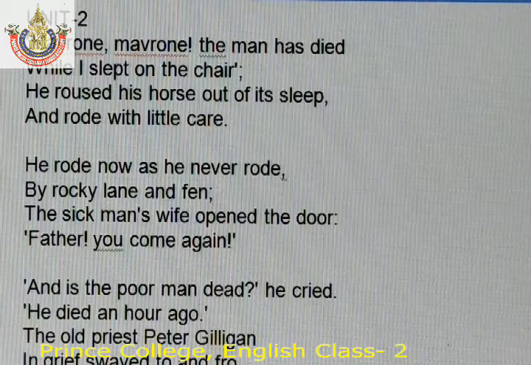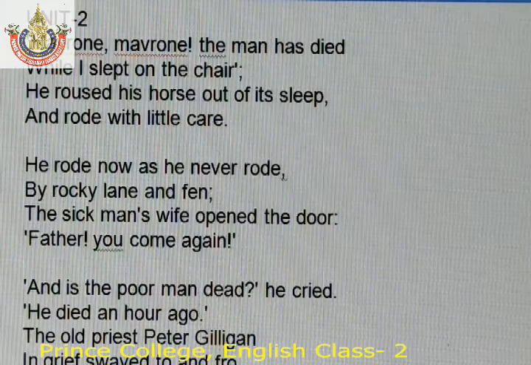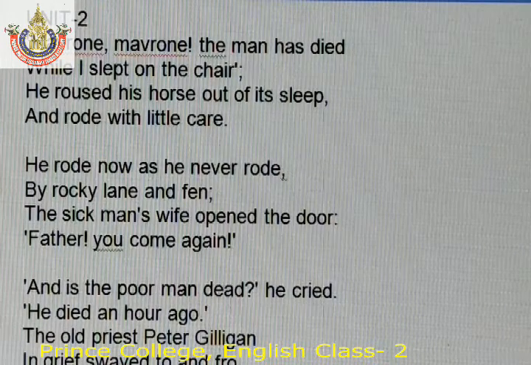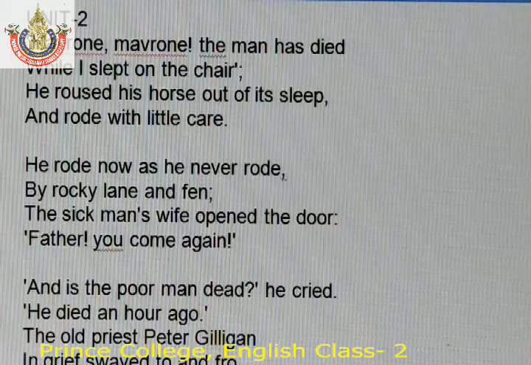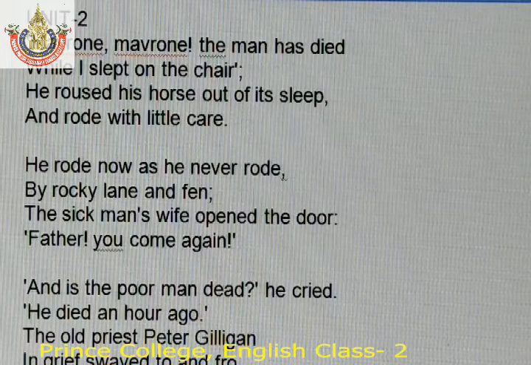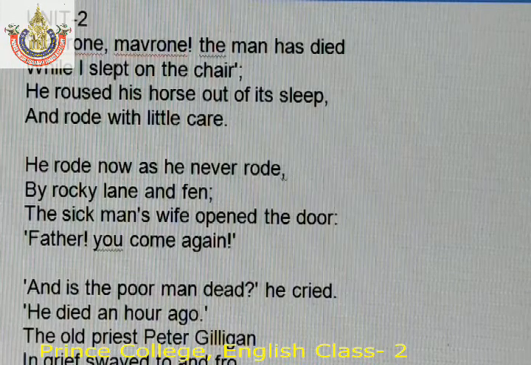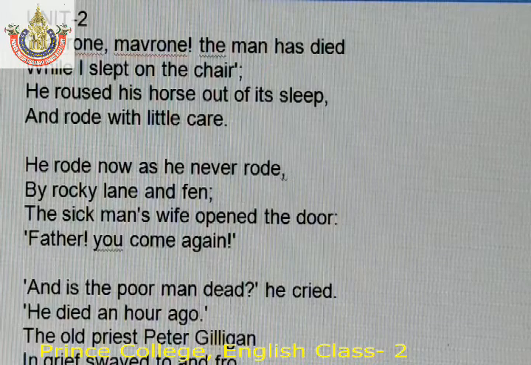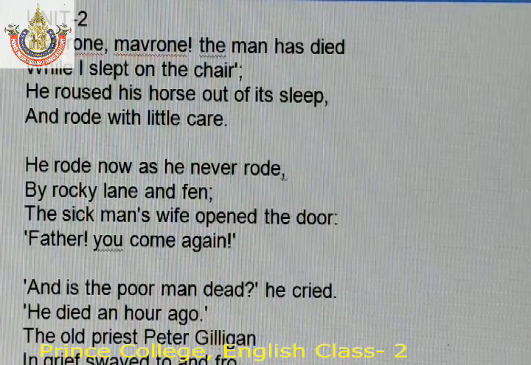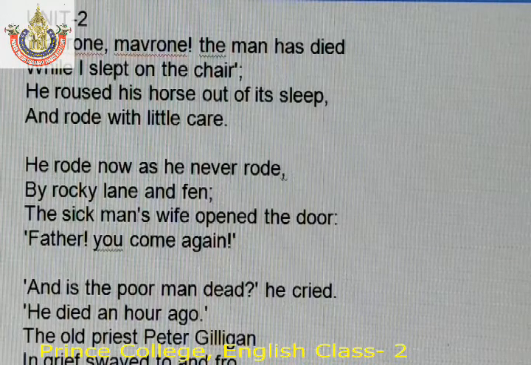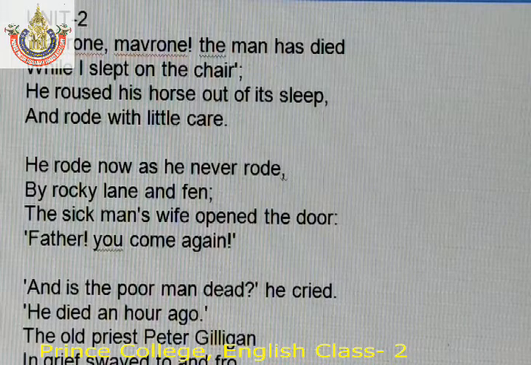The sick man's wife opened the door. Father, you come again? By seeing the father, the sick man's wife wonders that he has come again.